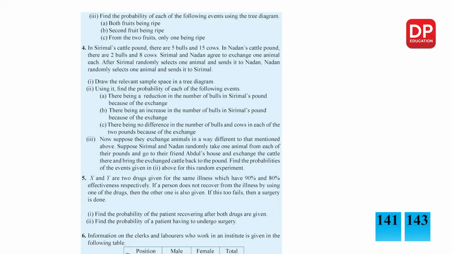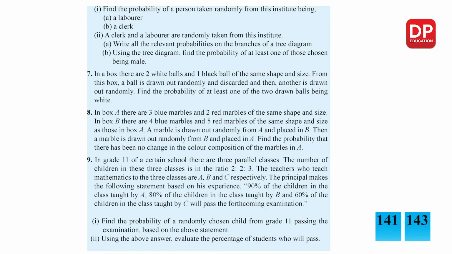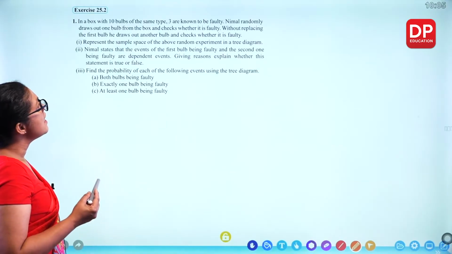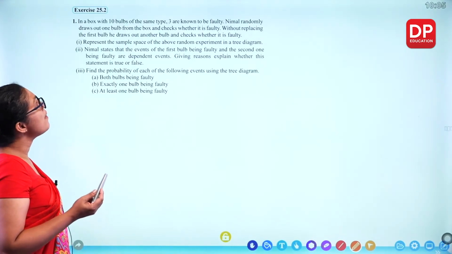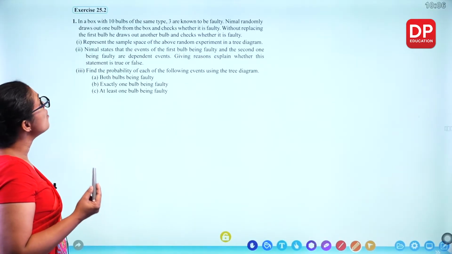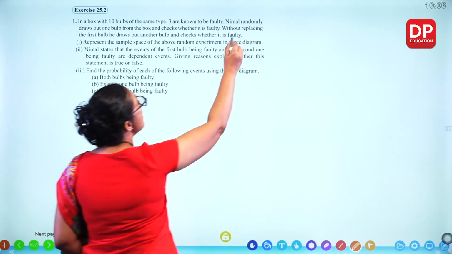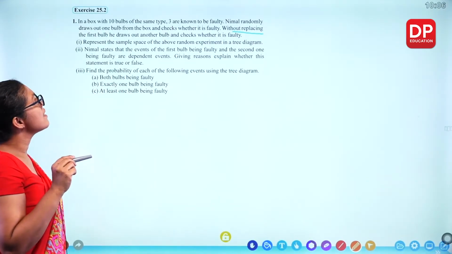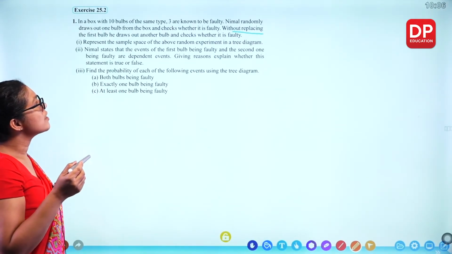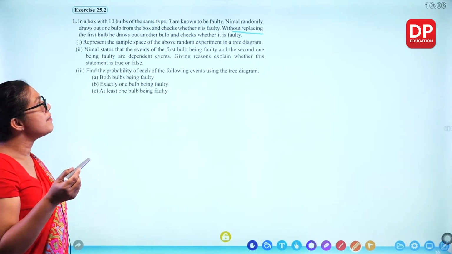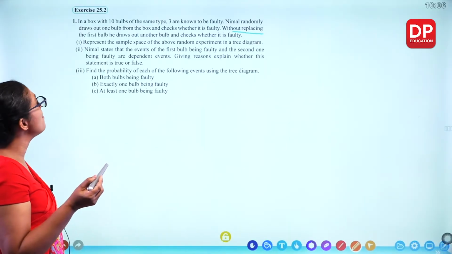Exercise 25.2. In a box with 10 bulbs of the same type, 3 are known to be faulty. Nimal randomly draws out one bulb from the box and checks whether it is faulty. Without replacing the first bulb, he draws out another bulb and checks whether it is faulty. Represent the sample space of the above random experiment in a tree diagram.